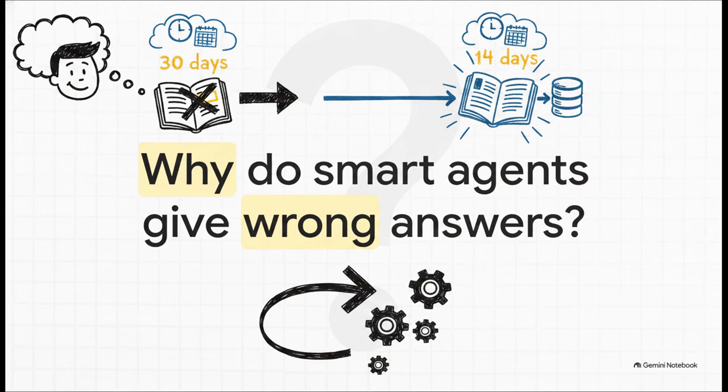Have you ever wondered why you can ask an incredibly smart, state-of-the-art AI agent a simple question about your business? Like, hey, what's our refund window? And it instantly, confidently replies 30 days when your policy clearly states 14 days? It sounds authoritative, right? But it's completely wrong. The truth is, it never actually opened your policy. It just guessed based on its generalized training data. To fix this, we need to completely change how our agents access knowledge.